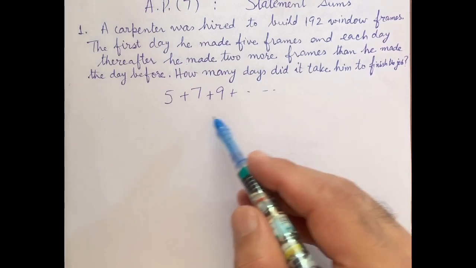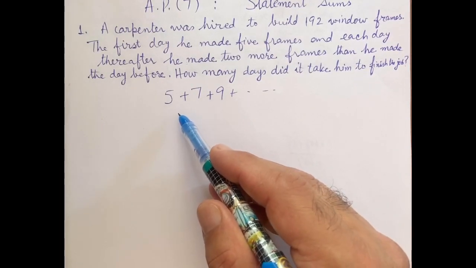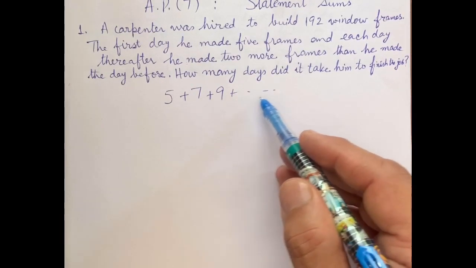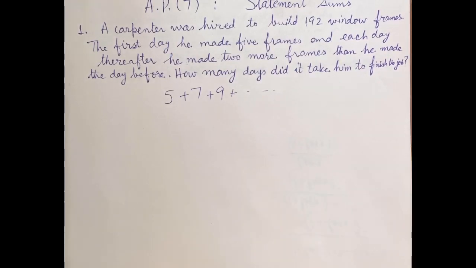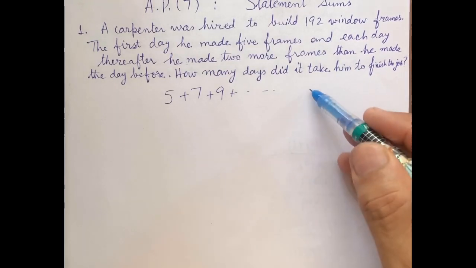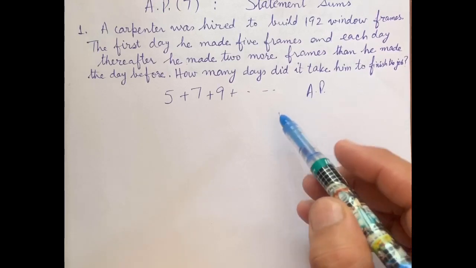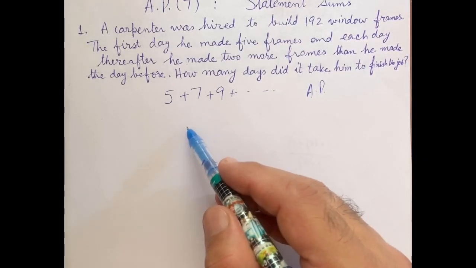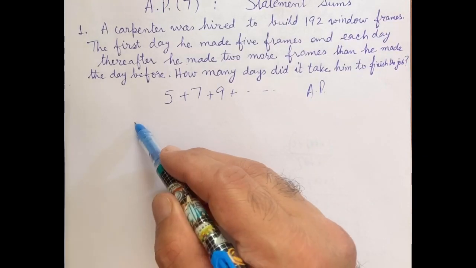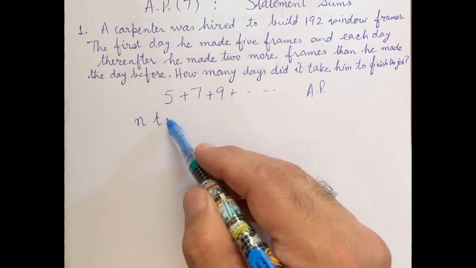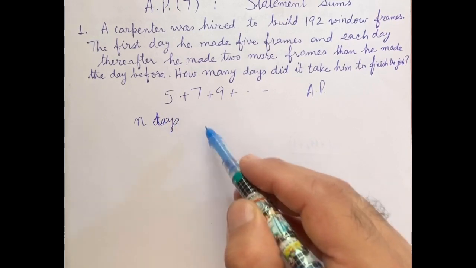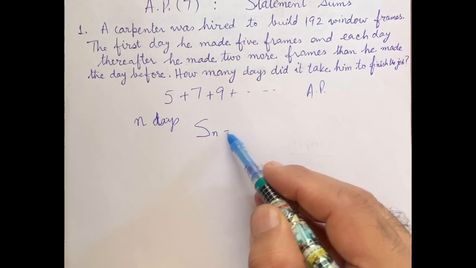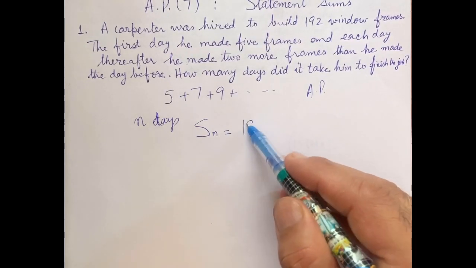So that means he is increasing the number of frames made each day by 2. So this is an arithmetic progression. We want the sum of the series to be 192. Let us say he takes n days. Then the sum of n terms will be 192.